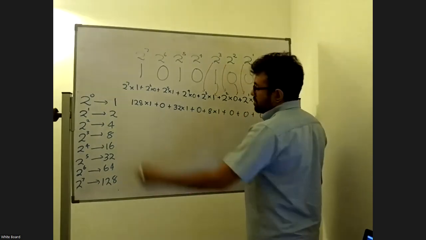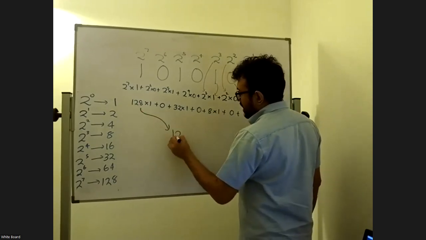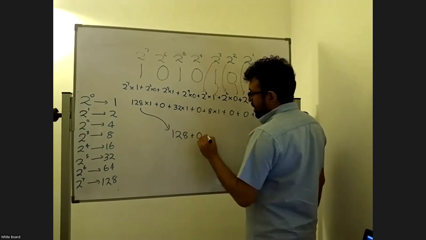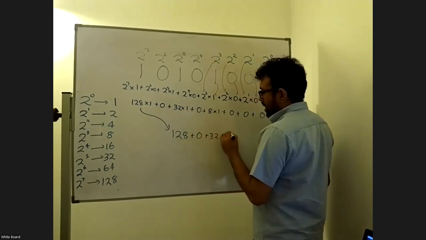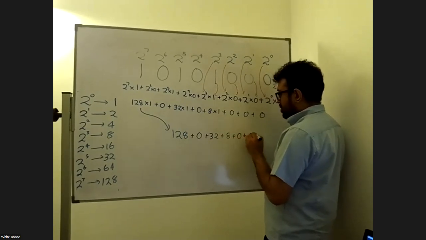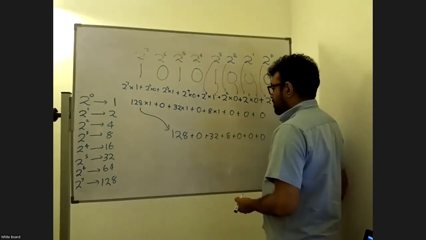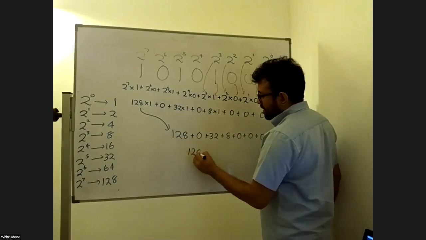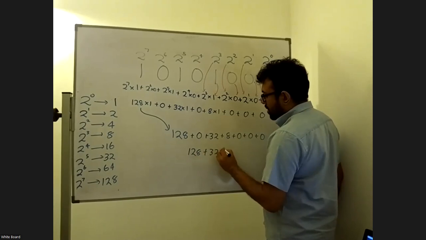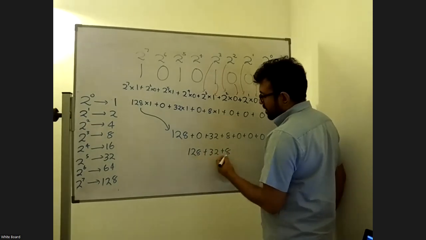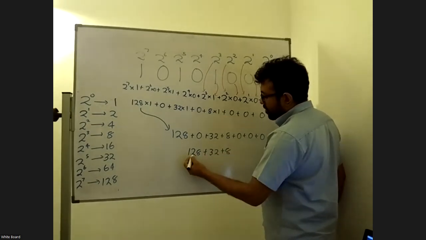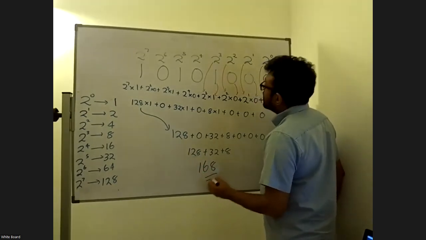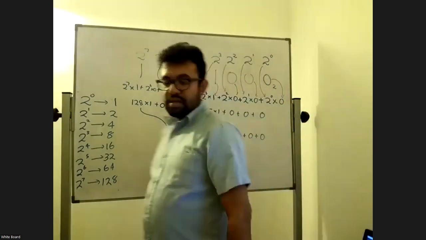So we have the values here: 128, 0, 32, 8, 0, 0, 0. Then ultimately we get 128 plus 32 plus 8. And you can see this is 40, and 40 plus 128 is going to be 168. So Pranidhi gave the correct answer, so good.